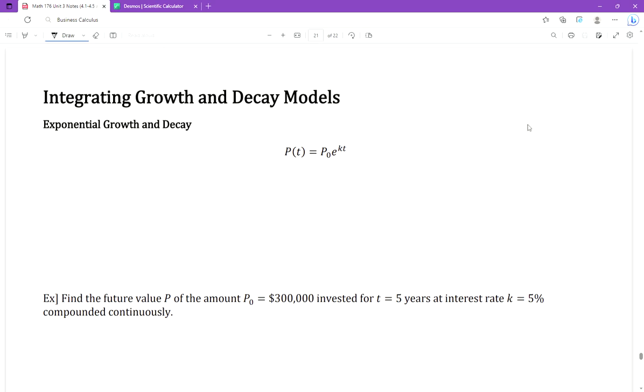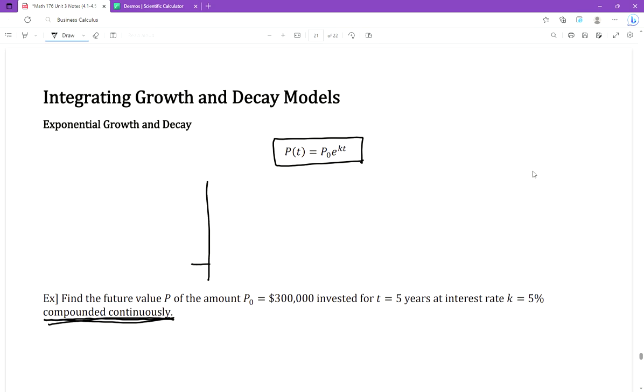Hi everyone, and welcome to our video on finding the future value and present value when we have interest that is compounded continuously. So we have an old formula from exponential growth and decay right here. When we're dealing with compound interest that is continuous, this is the same formula that we would use when we had any type of exponential growth.